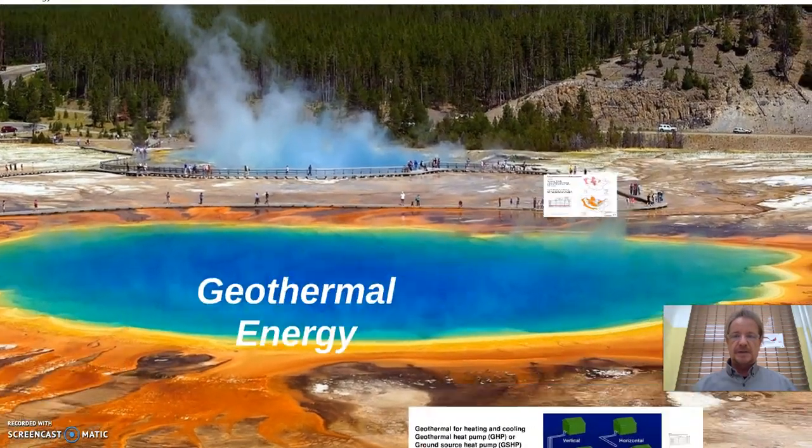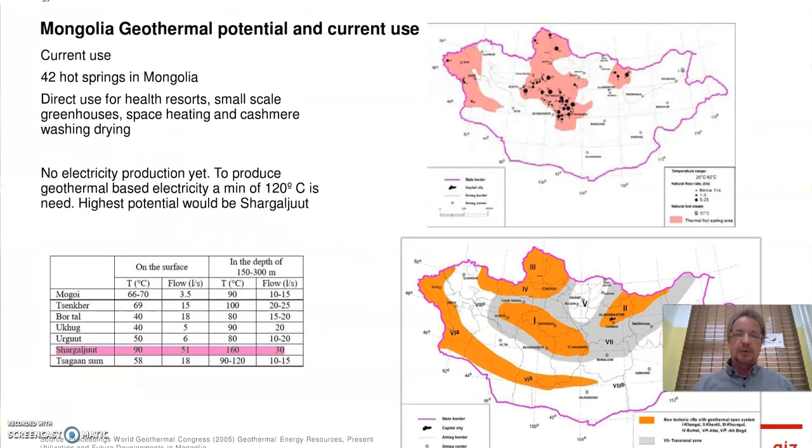So what's the potential in Mongolia? We have potential here. All the black dots are, not hotspots, hot springs. And we have also some tectonic plate areas here in Ulaanbaatar. So the potential is there in these areas and in these areas.